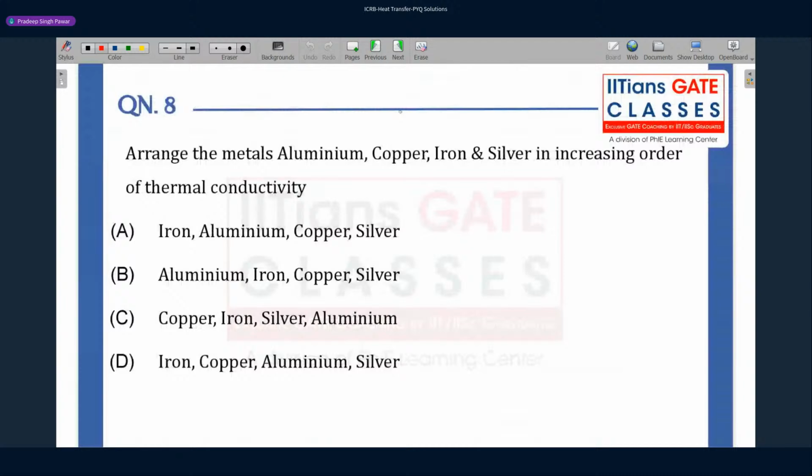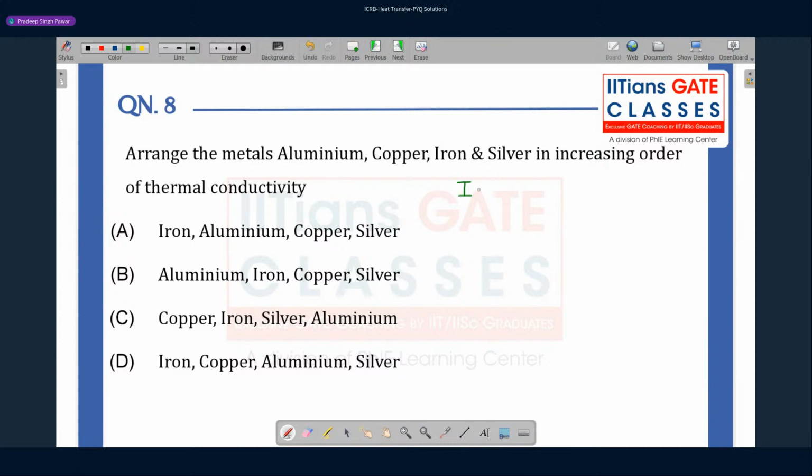The question number 1 that we have for 2017 set 2 is: arrange the metals aluminum, copper, iron, silver in increasing order of thermal conductivity. So let's look at the values of thermal conductivity. Thermal conductivity is important when we study conduction through solid, liquid and gases. Right now the materials given to us are all solids. So let's look at the value of K for the different materials that we have.